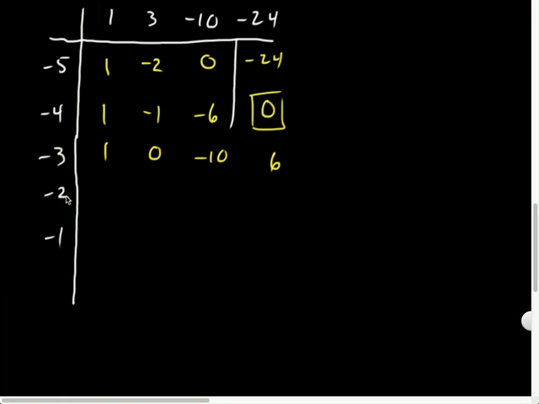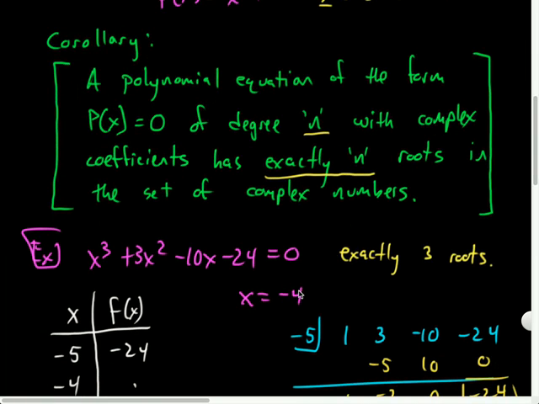Let's try -2. Bring down the 1. -2 times 1 is -2, plus 3 is 1. -2 times 1 is -2, with a -10 is -12. Ding, ding, ding. I found another one. Good news, friends. So my other one is -2 so far.